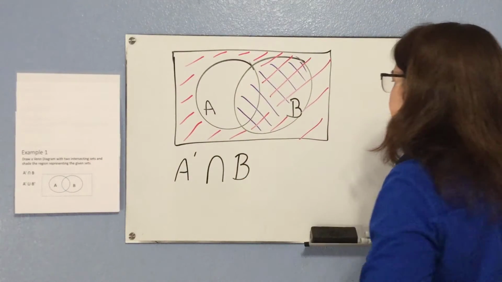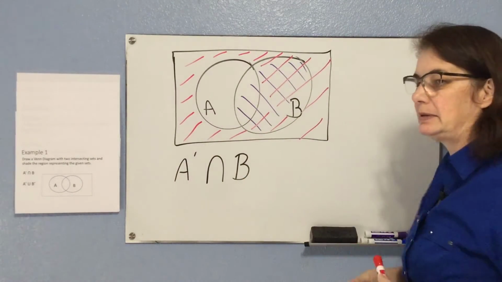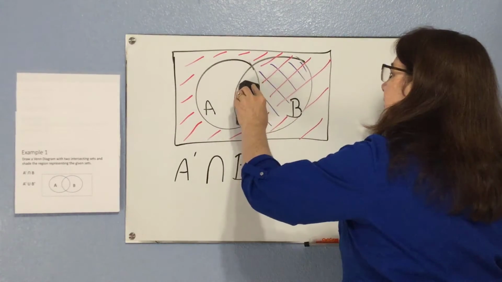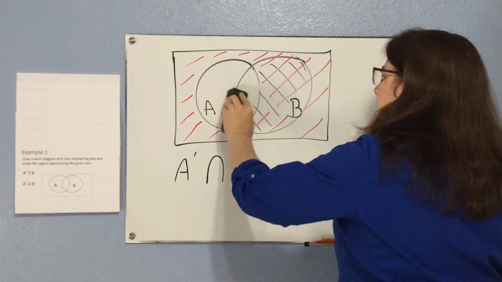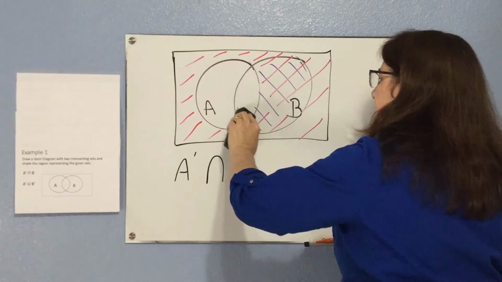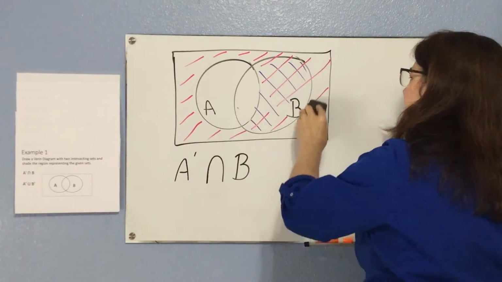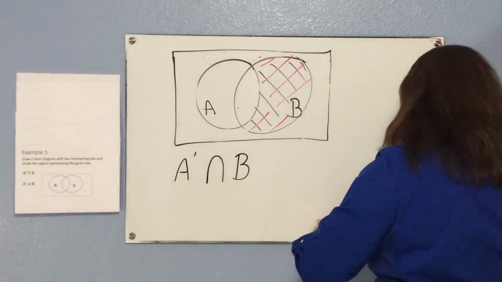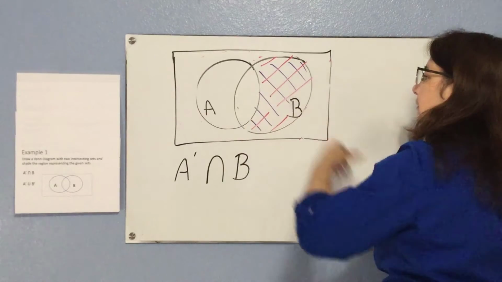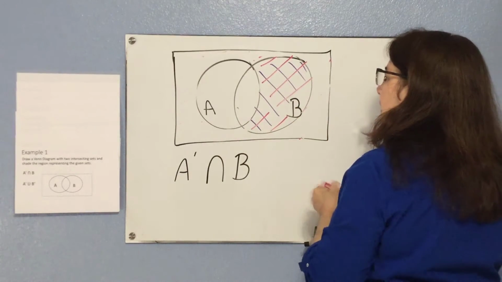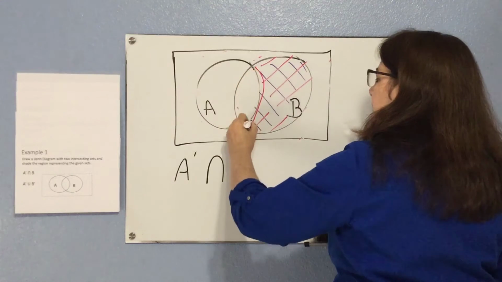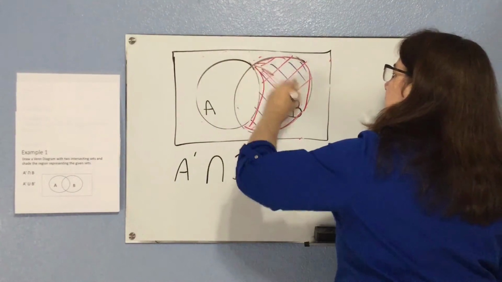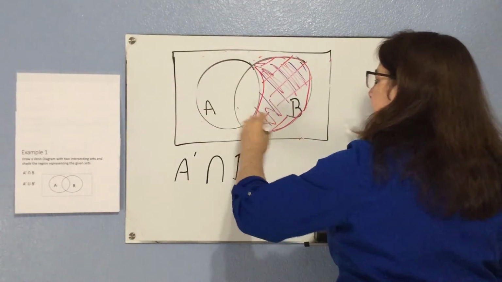We're to find the intersection of those, so we're looking for the place where we see both red marks and purple marks. So I'm going to erase here, because that has only purple. And I'm going to erase out here, because that's only red. And so our answer is this region here that's part of circle B, but does not include the part where it intersects with A. So this is my answer.